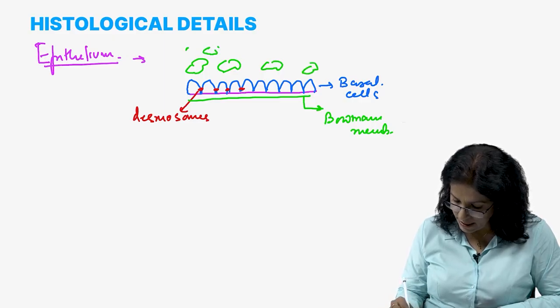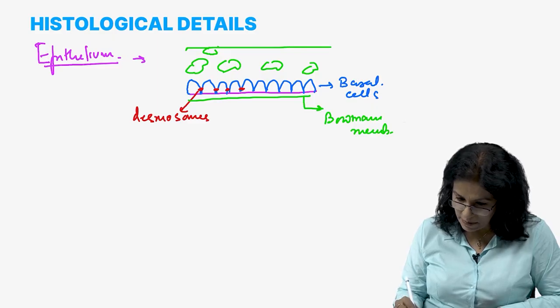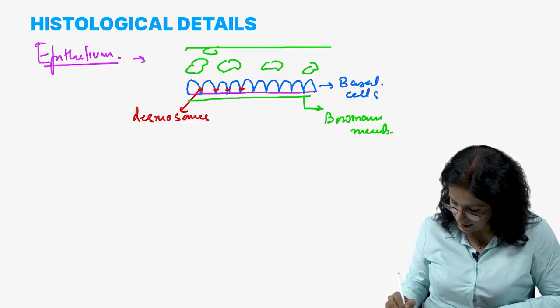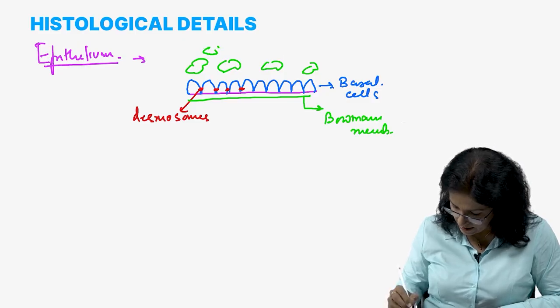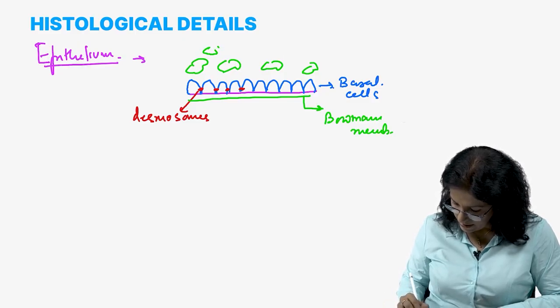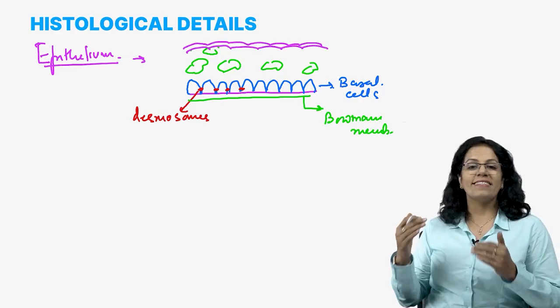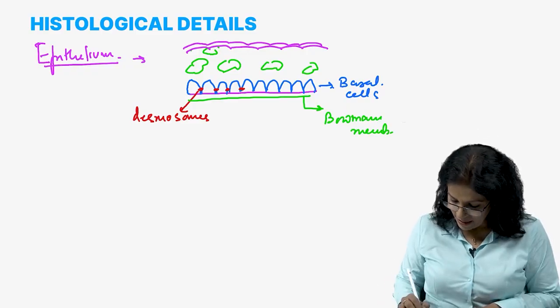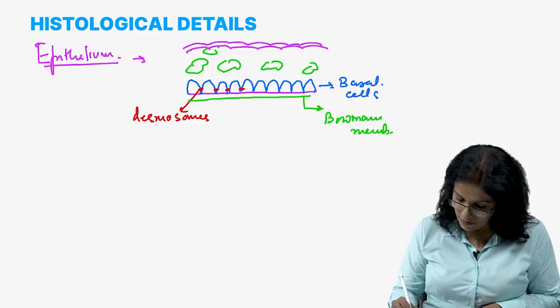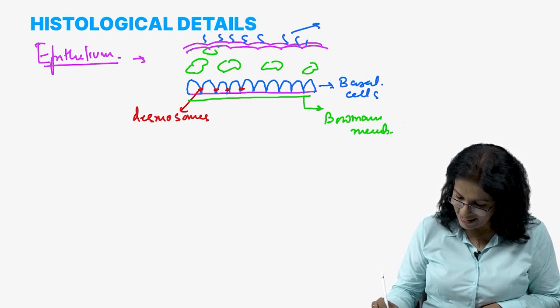And then comes your stratified squamous epithelium. So let's make it like this. This is your stratified squamous epithelium. What is above that stratified squamous epithelium? If you remember, these are microvilli, right? So what are these? These are microvilli.